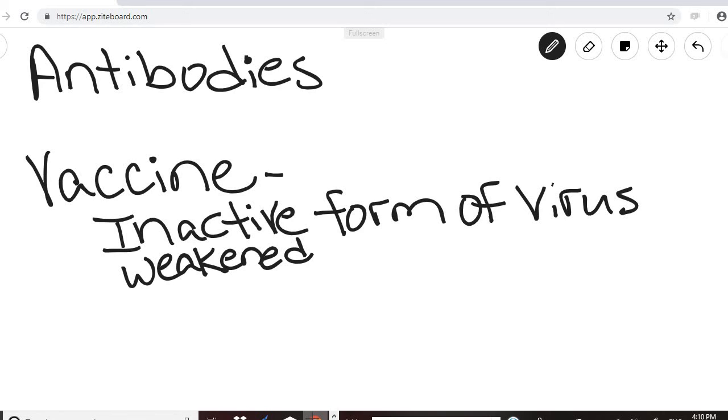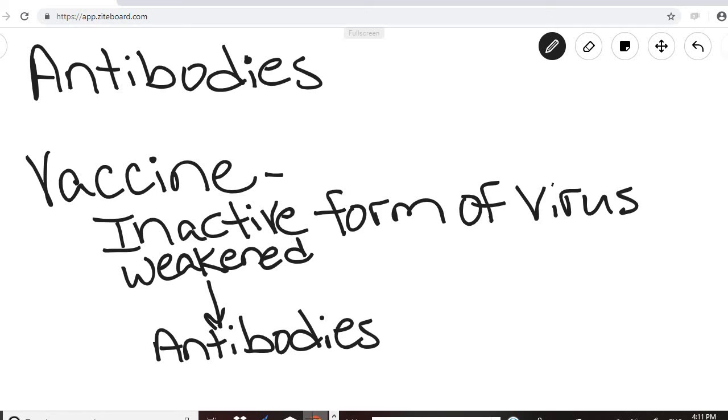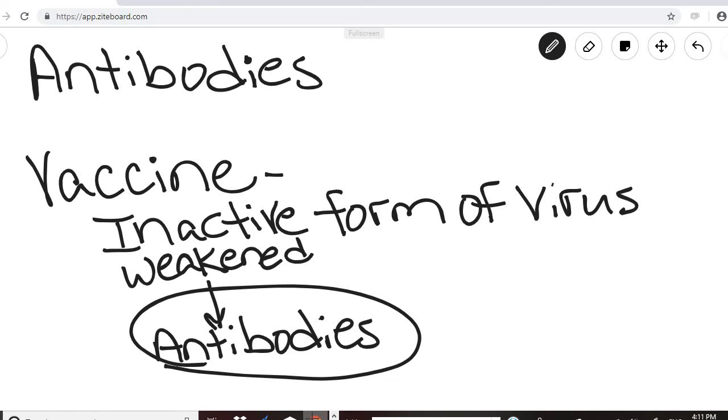So it's an inactive form of the virus that will then enter your cell, and then your body begins to produce antibodies against it. So that if you get exposed to that virus again in the future, the antibodies are already there to begin to fight it. So you have the defense mechanism already in place even before you get exposed to the real virus.